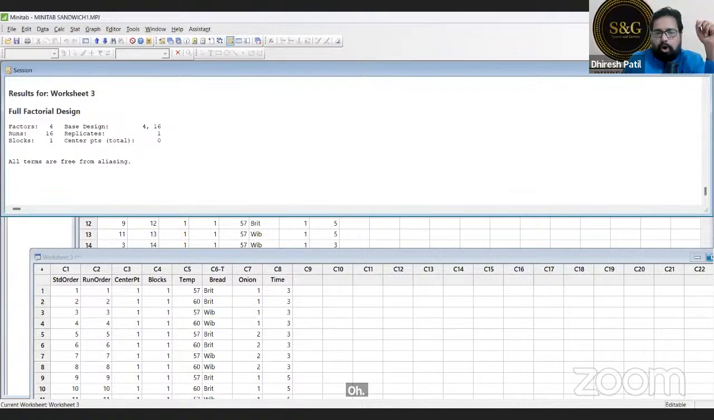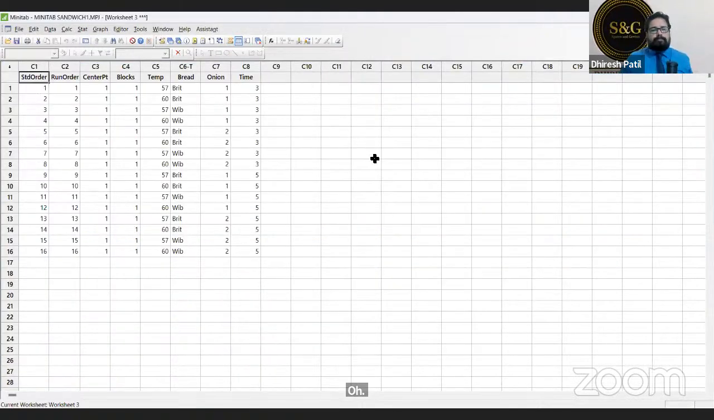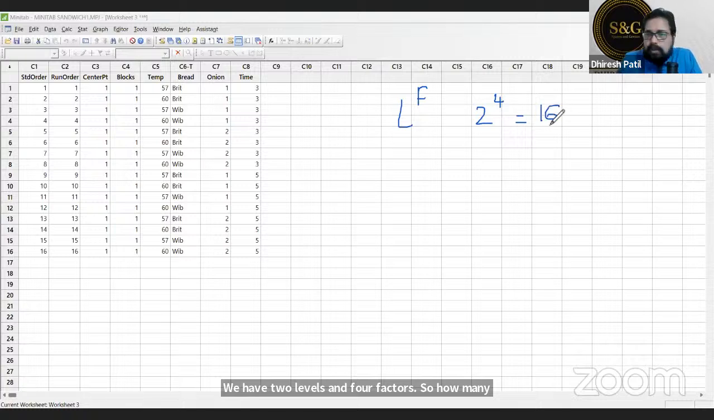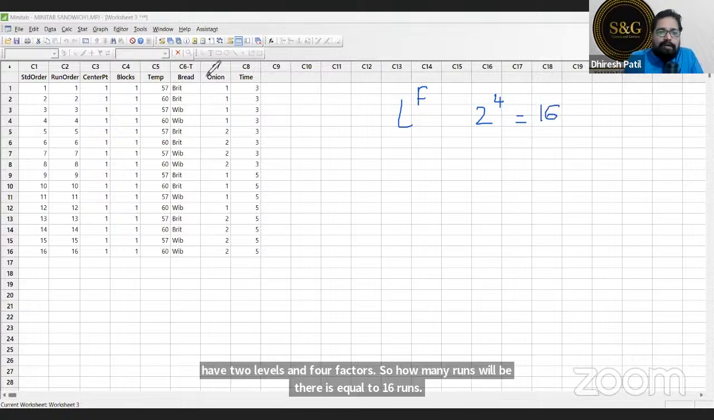Yes, now everybody got this. Just type yes in the chat box. Now just try to understand this. Now this is a 2 raised to 4 design. We have 2 levels and 4 factors. So how many runs will be there? It is equal to 16 runs. Clear, everybody? So we have got 16 runs.